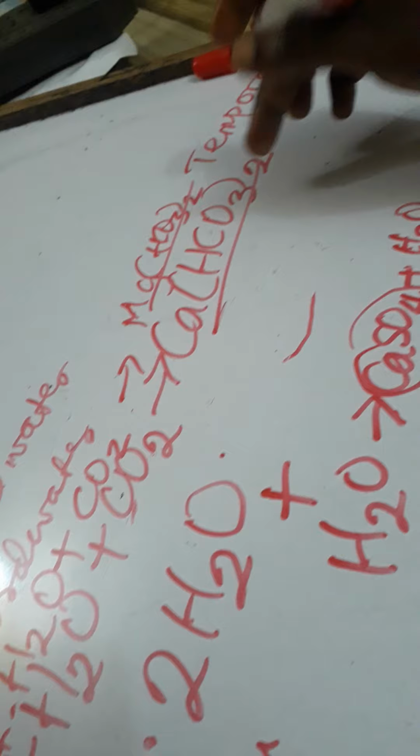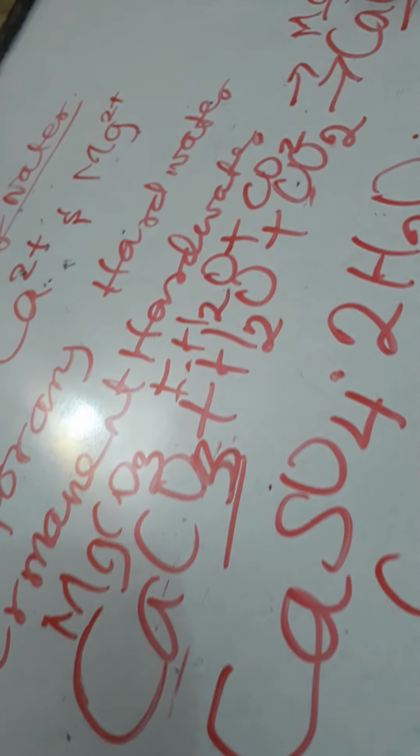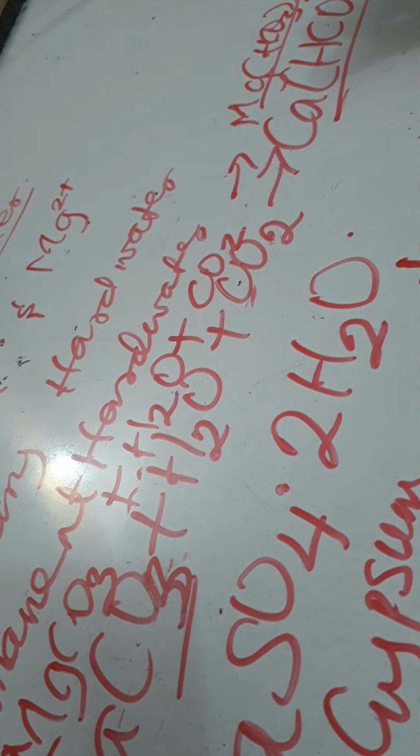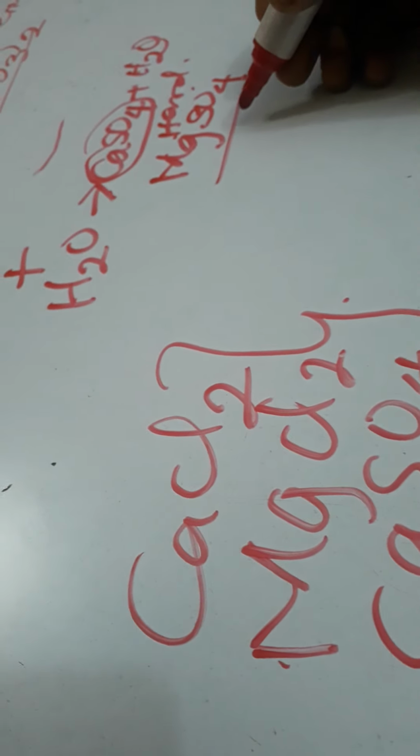Yes, in addition to the formation of temporary hardness of water by dissolving calcium carbonate or magnesium carbonate in water containing carbon dioxide to give you calcium hydrogen carbonate and magnesium hydrogen carbonate, forming temporarily hard water, which can be removed by boiling. Permanently hard water contains magnesium sulfate and calcium sulfate.